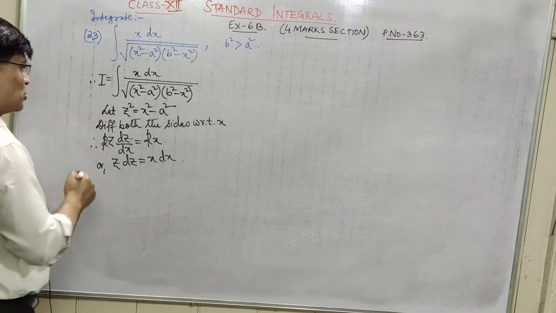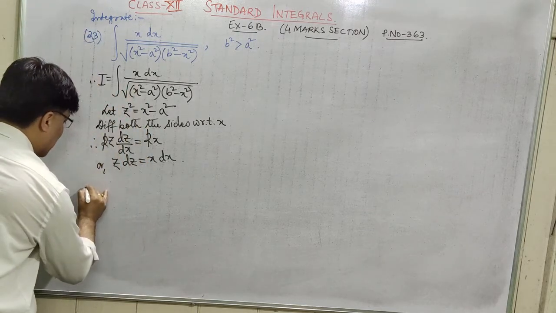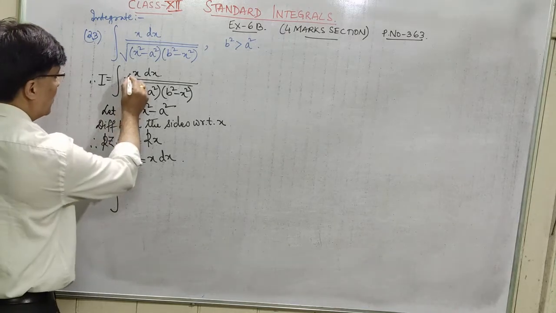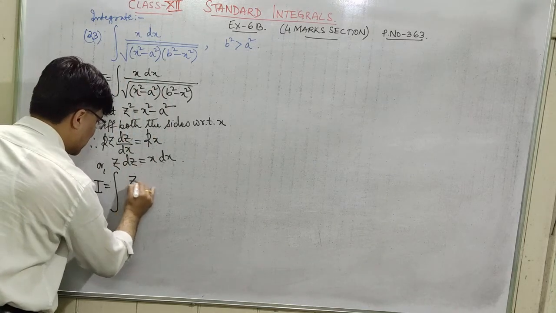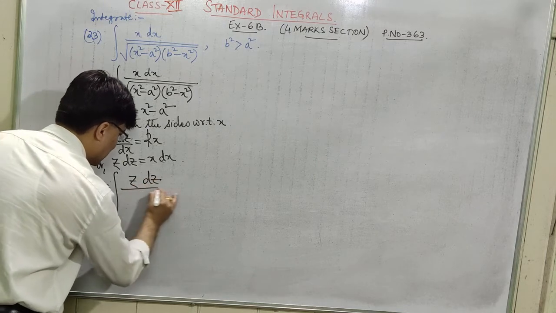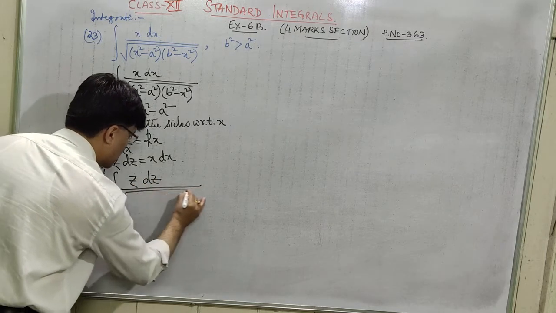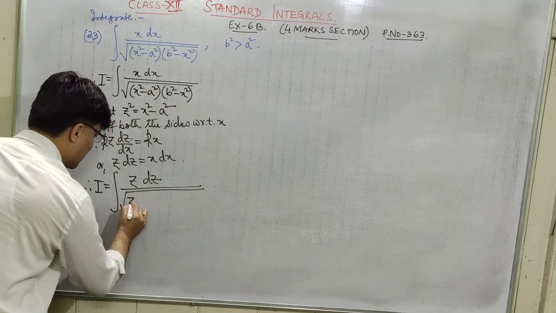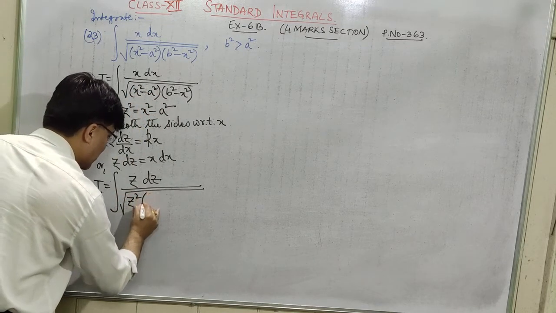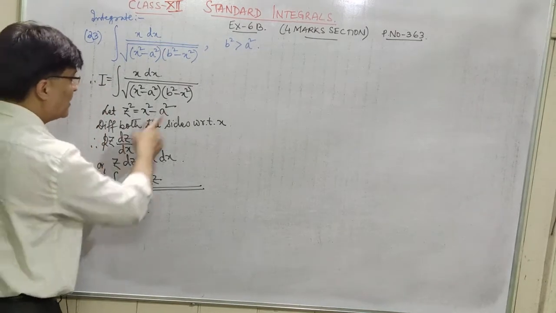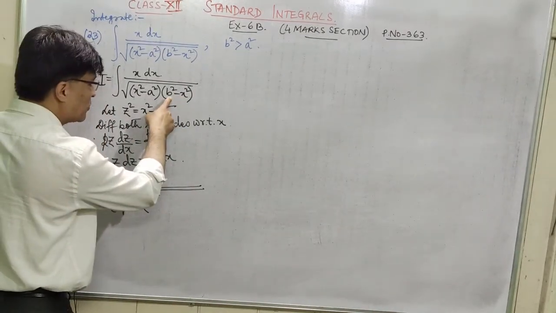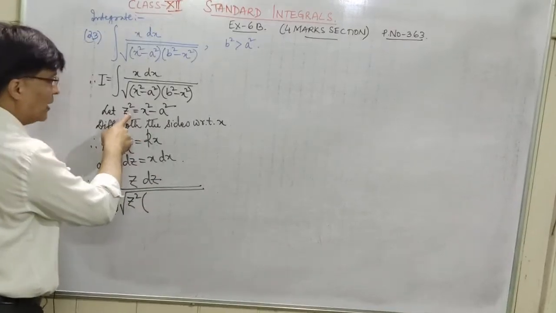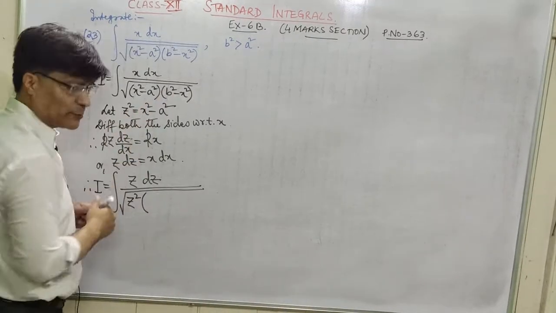Okay, so now let us put the value in I. So therefore I is equal to integration of, what is x dx? It is z dz divided by, within square root, what is x square minus a square? It is z square, right? And within bracket, again there is x square here. There is b square and there is x square. We can get the value for x square from here and put that value of x square in this expression.